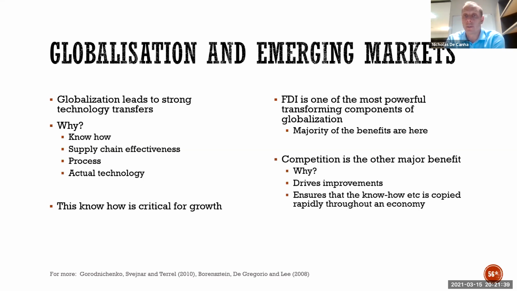And the other big benefit is competition. Competition drives improvements and ensures that know-how, etc., is copied rapidly throughout an economy. So if I produce cars that are 30% better, within a very short space of time, nobody will buy your car if it's still at the wrong price. And this is part of that, rapid technological change. So the market responds quite quickly, because why should they put up with inferior quality? And then it is up to those companies, and they, by and large, struggle. They struggle a lot for a long time.